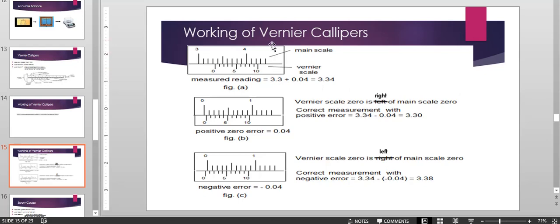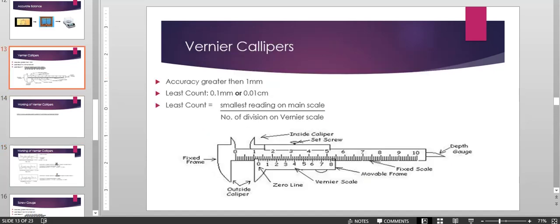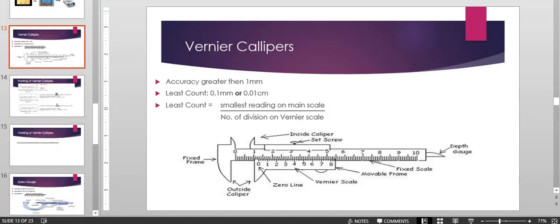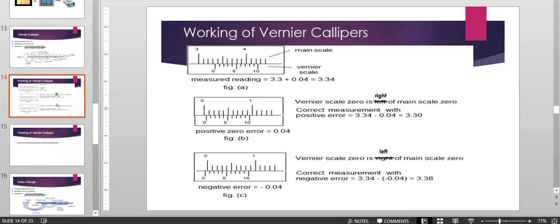Now let's talk about the working of the vernier caliper. If you close the jaws, these external jaws, and find that the zero of the vernier scale is in direct contact with the zero of the main scale, then your vernier caliper is free of any type of error. But what if it is not in line with the zero of the main scale? Let's discuss this error or the problem that is in the instrument.